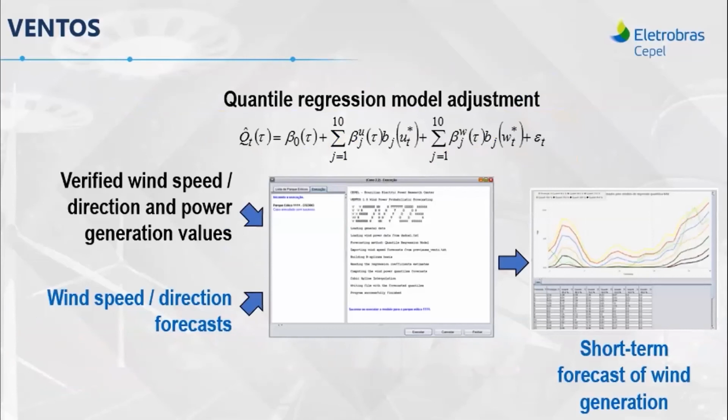This is a print of the interface of the model. So we can use the historical data of power generation and wind speed and direction, of course, to estimate our quantile regression equations. And after that, with wind speed and direction forecast, we can obtain the short-term forecast of wind generation, okay, probabilistic forecast.